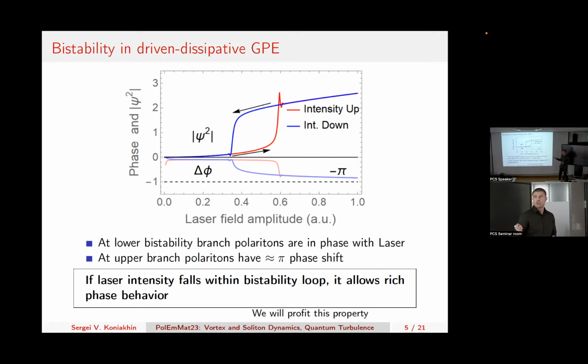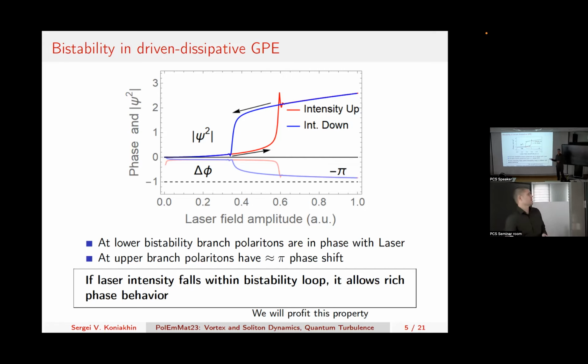But once we jump to the upper bistability branch, we start acting in anti-phase with the laser. And then if we go back from high densities to lower densities, we do not follow the previous path in intensity, in density, and in phase. So we go around some hysteresis loop or bistability loop, and the same is true for the phase.